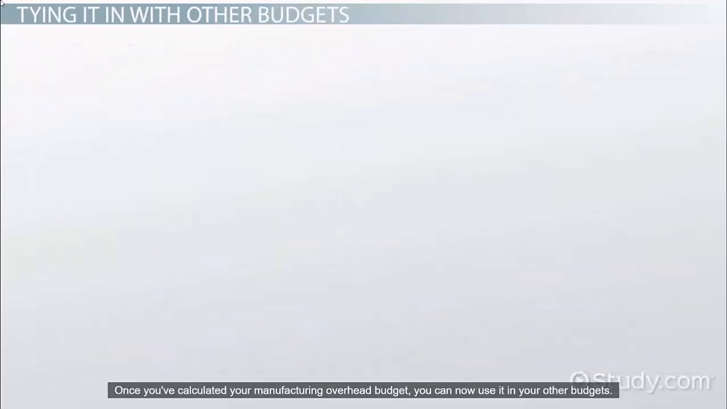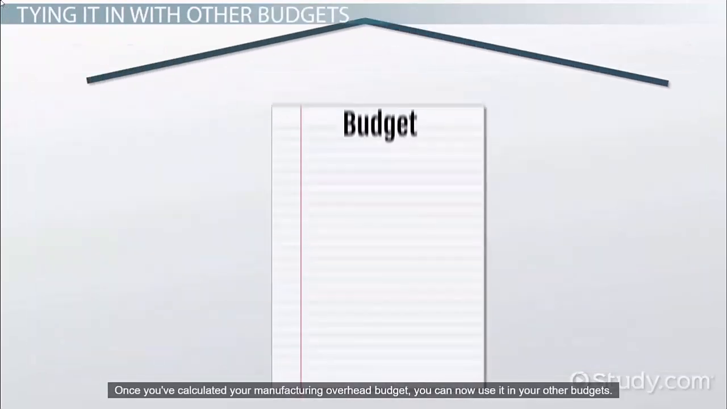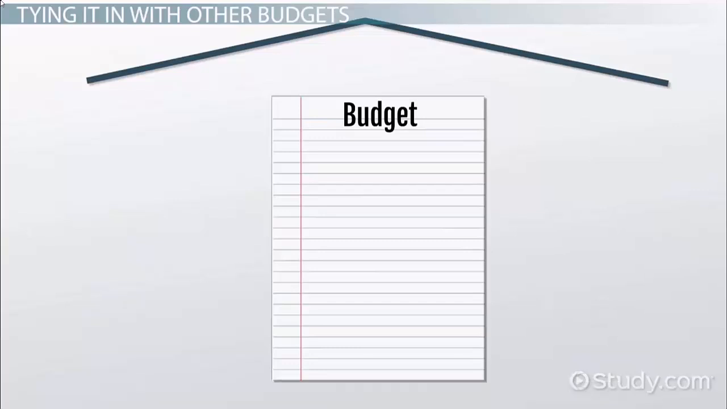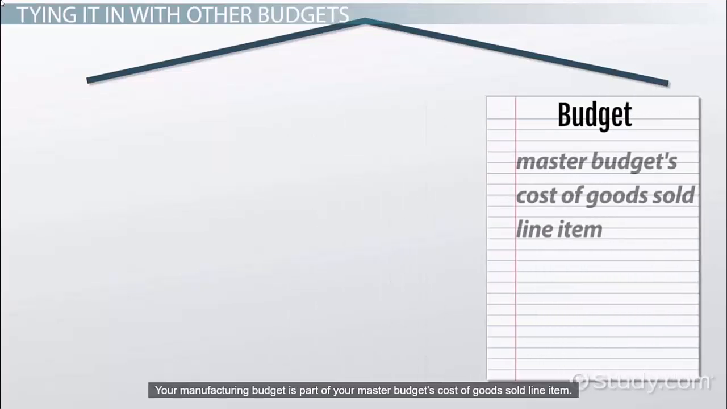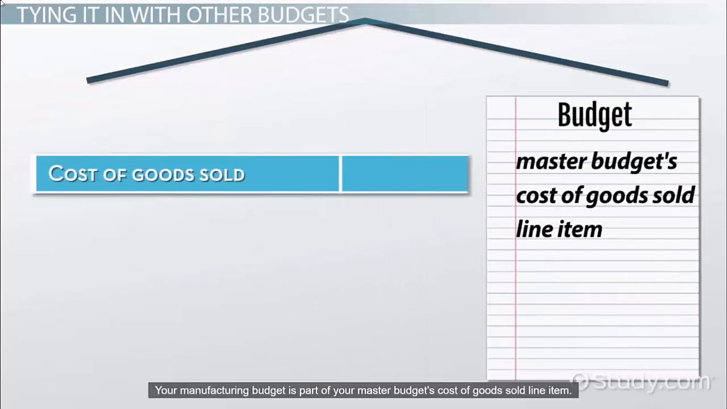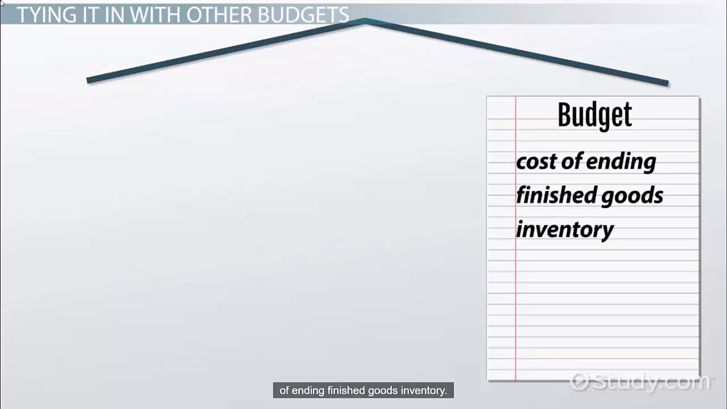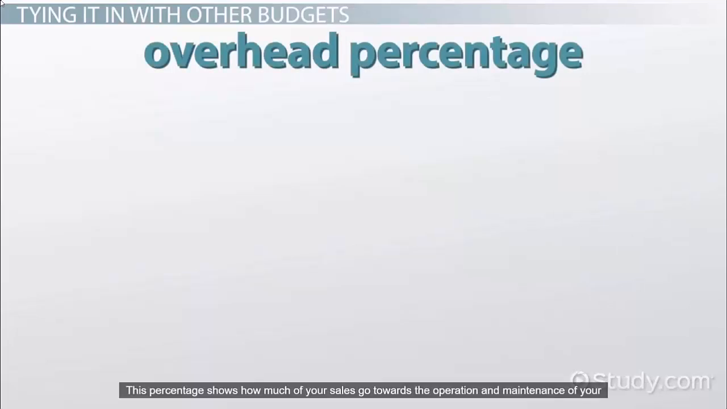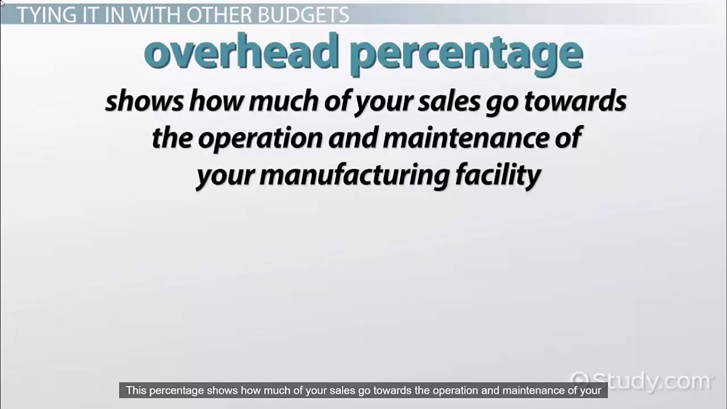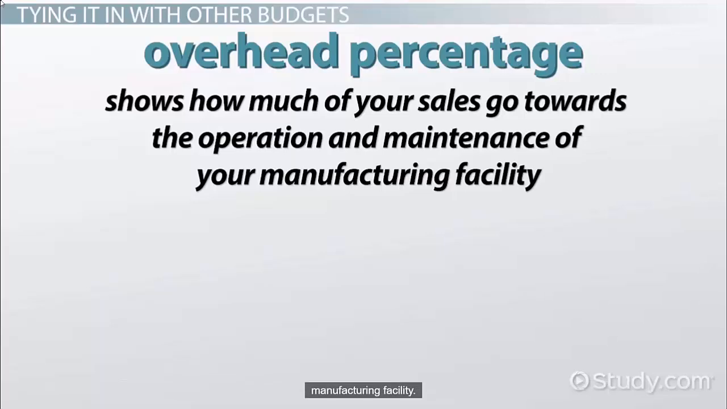Once you've calculated your manufacturing overhead budget, you can now use it in your other budgets. One other budget that your manufacturing overhead budget is part of is your master budget. Your manufacturing budget is part of the master budget's cost of goods sold line item. Your manufacturing overhead budget can also be used as part of the calculation for your cost of ending finished goods inventory. It is also used to directly calculate your overhead percentage.